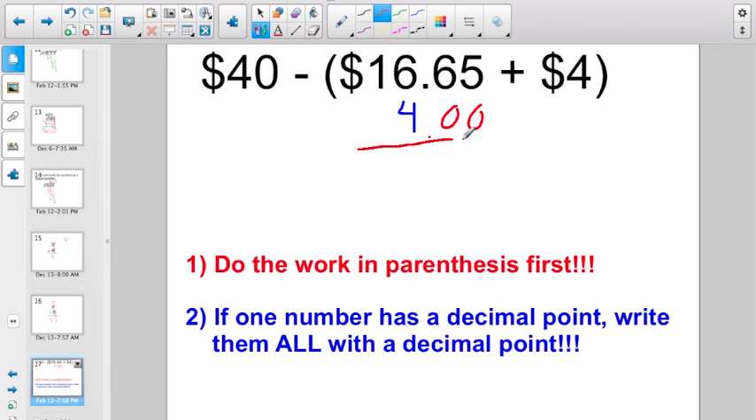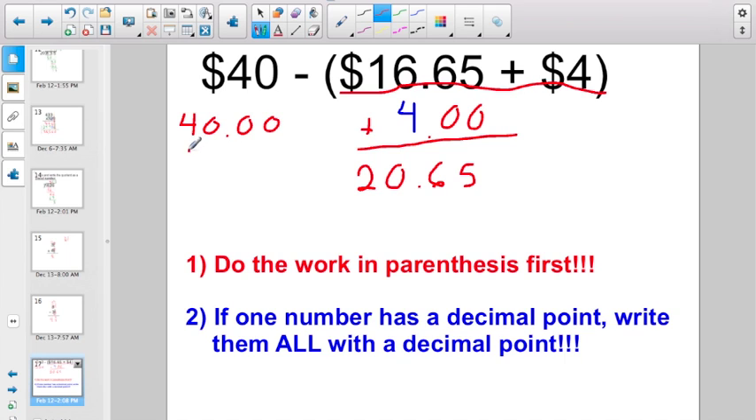So I end up with $16.65 plus $4. That's going to be actually pretty easy. $20.65. But that's not your final answer. This is just the answer for the work in parentheses. Now over here, I gotta set it up. $40, and one of my numbers has a decimal point, so I gotta write them all with a decimal point, right? $40 minus $20.65.